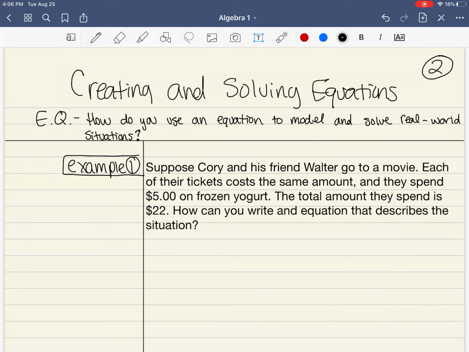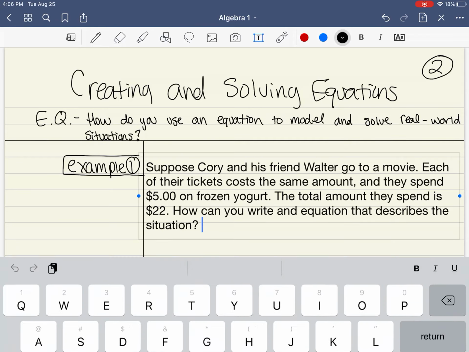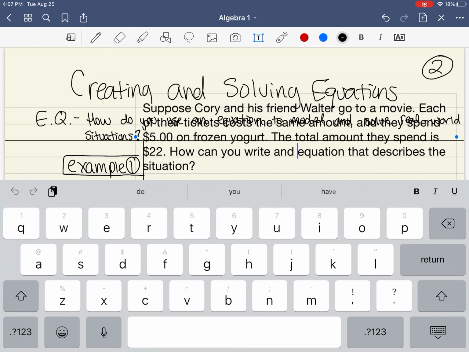Okay, everyone, you should already have your notes set up like this because in class we did the procedural practice. Now we're going to do some conceptual. So, for example, 1, it says, suppose Corey and his friend Walter go to a movie. Each of their tickets costs the same amount and they spend $5 on frozen yogurt. The total amount they spend is $22. How can you write an equation that describes the situation? A little typo right there.